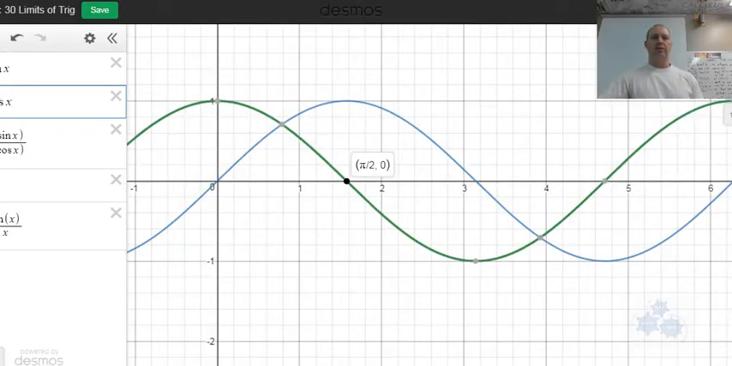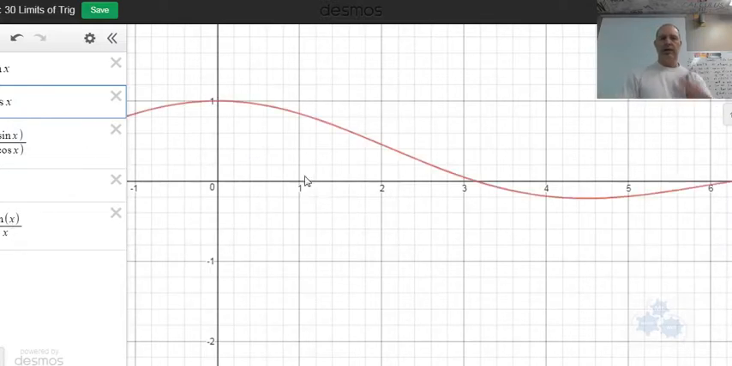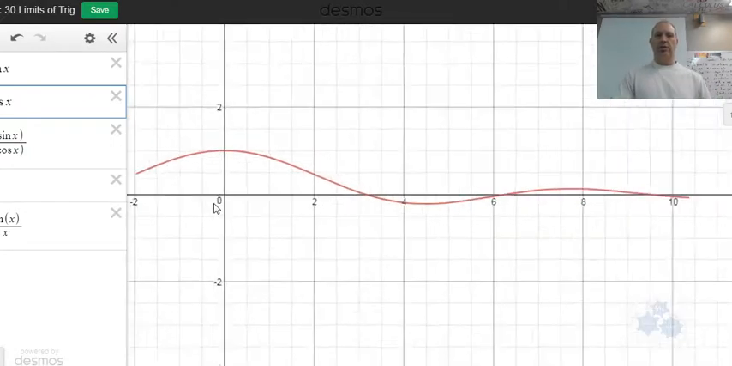So if we look at the graph of this, I'm just going to quickly go over to the graph. Here's a graph of sine and cos. We'll get rid of those. Here's sine of x over x. Now watch this. Kind of looks like a sine graph, doesn't it? Let's zoom out a little bit.